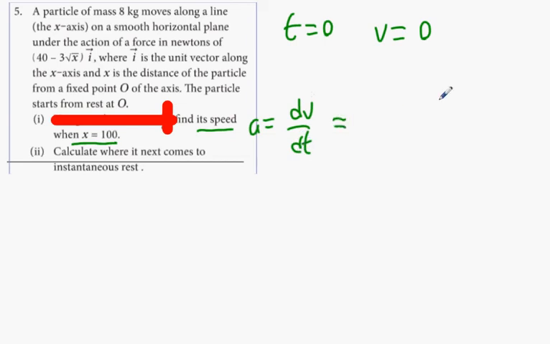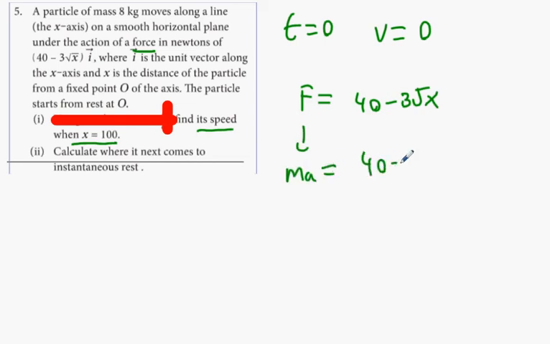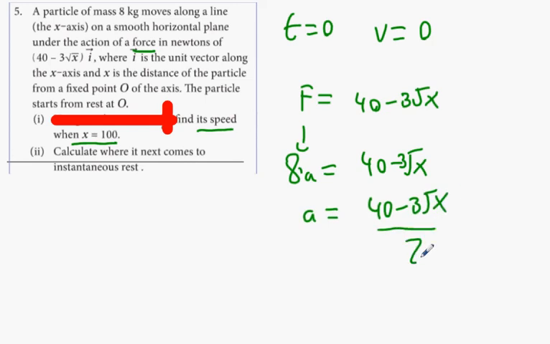Option B is, well, first of all, we'll have to go through the full process first before we can do anything. Okay, the force equals 40 minus 3 root x. Force equals mass times acceleration. What's mass times acceleration in this question? 8a. So a equals (40 minus 3 root x) all over 8.